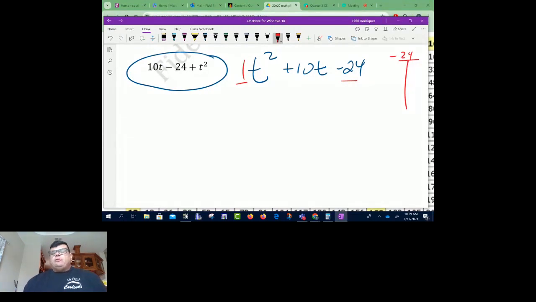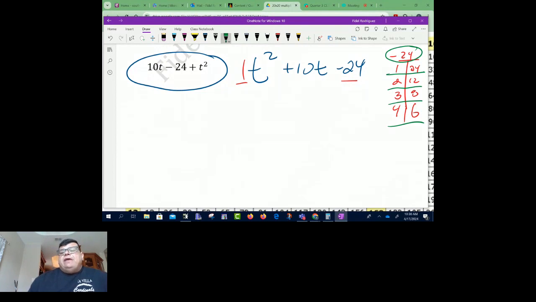Okay, so we'll think about what numbers we want to get. I'm going to go 1 and 24. I'm going to go 2 and 12. 3 and 8, 4 and 6. Now, first thing is I need to get a negative 24. So in each of these pairs, one of them has to be negative and one has to be positive. The other thing is I want them to add up to the number 10.